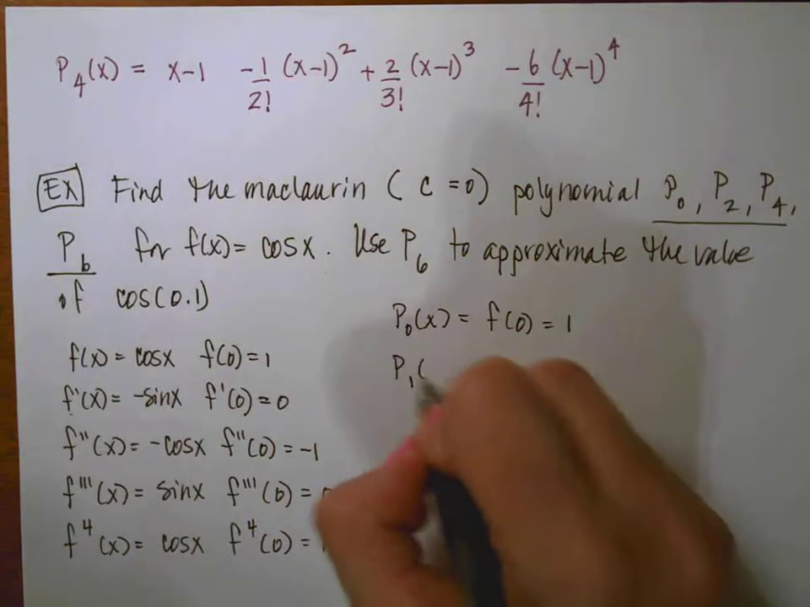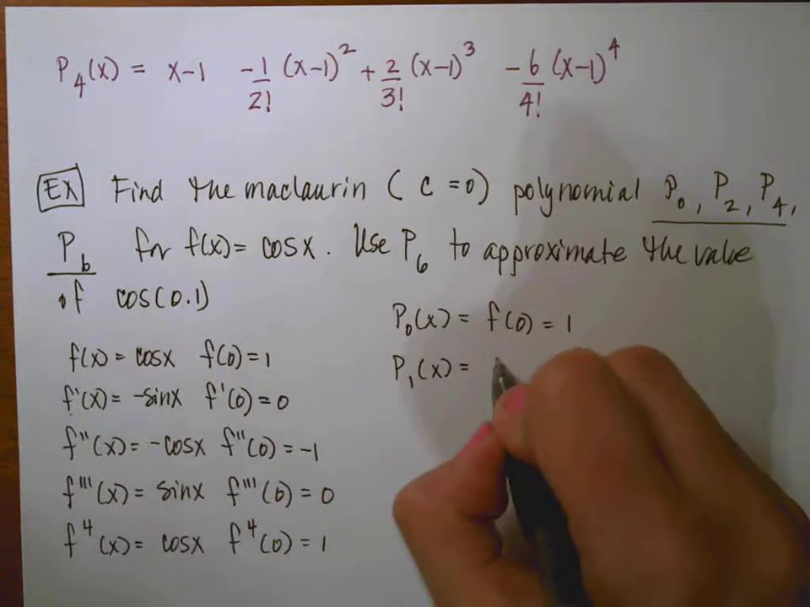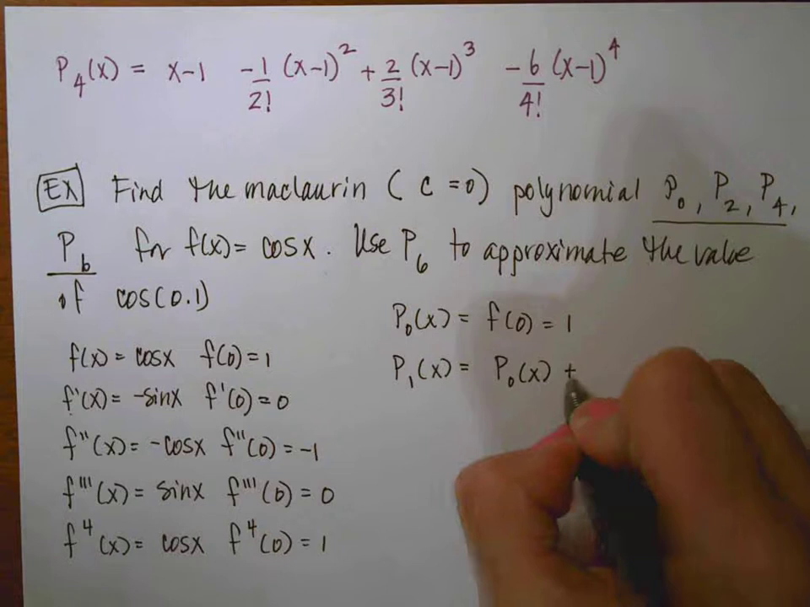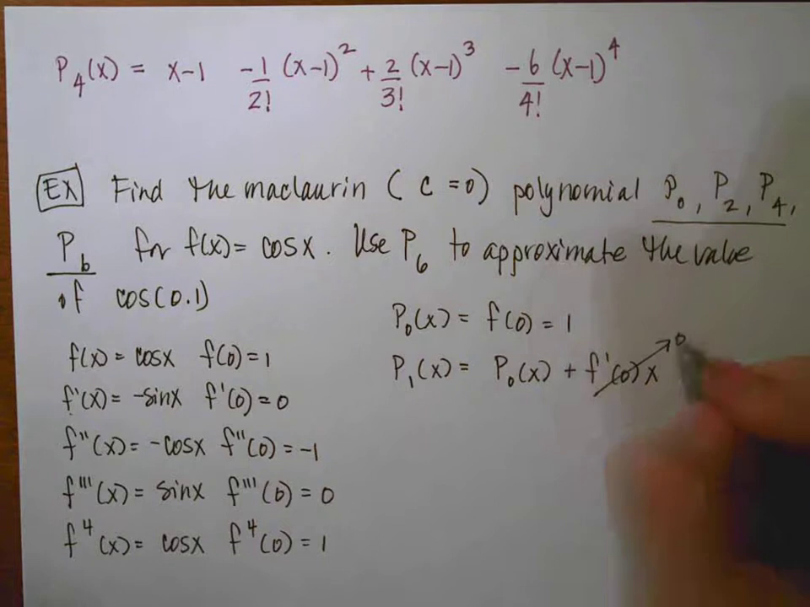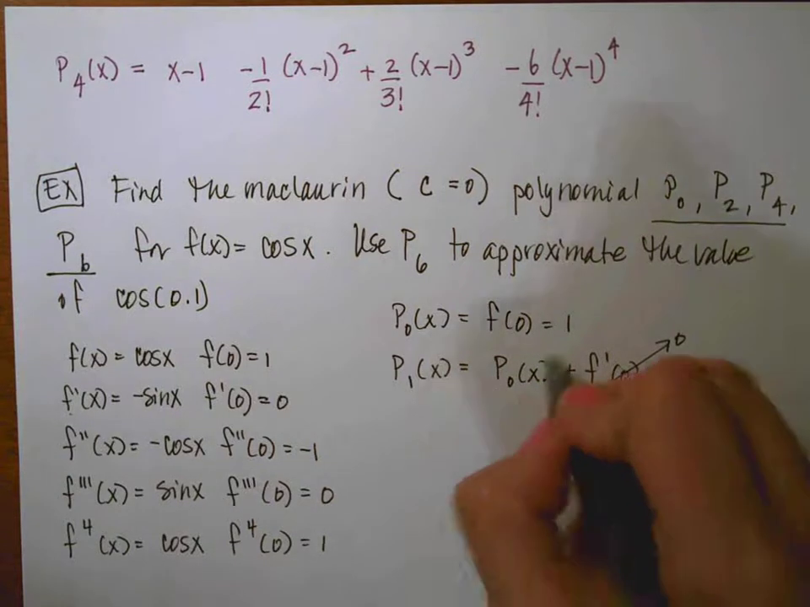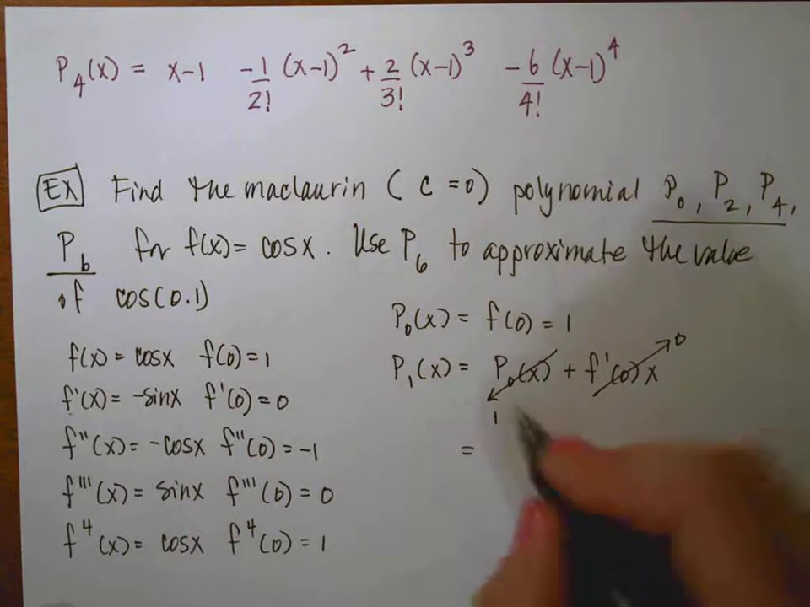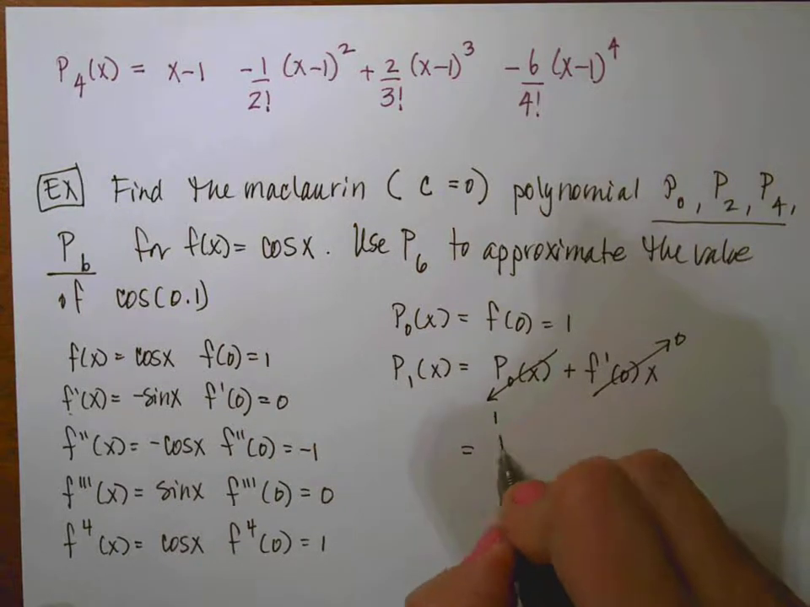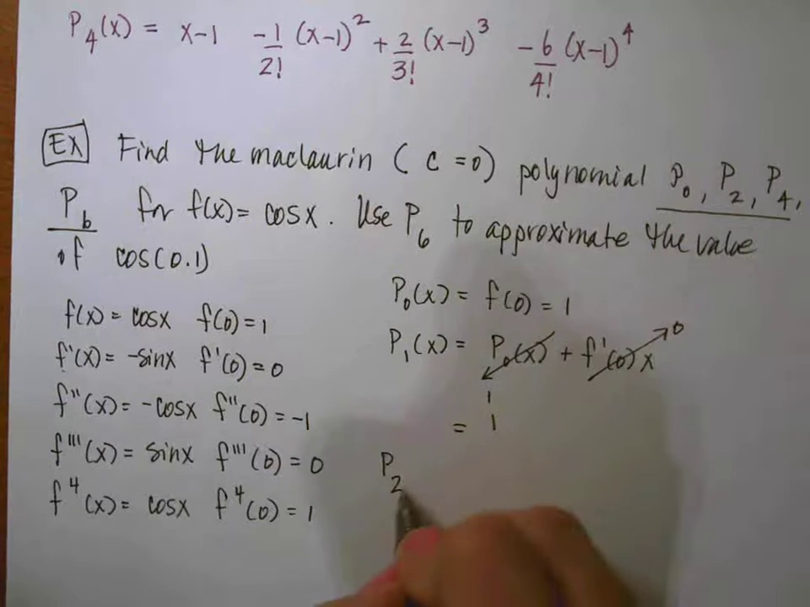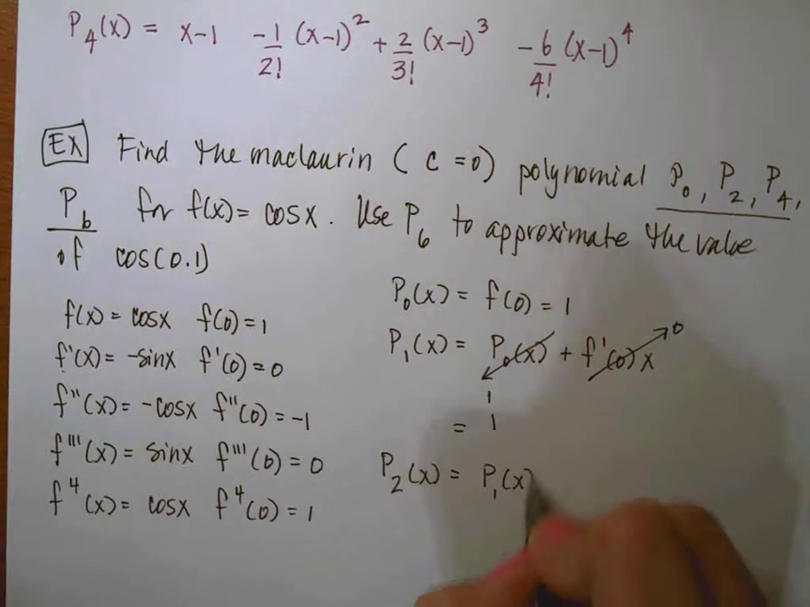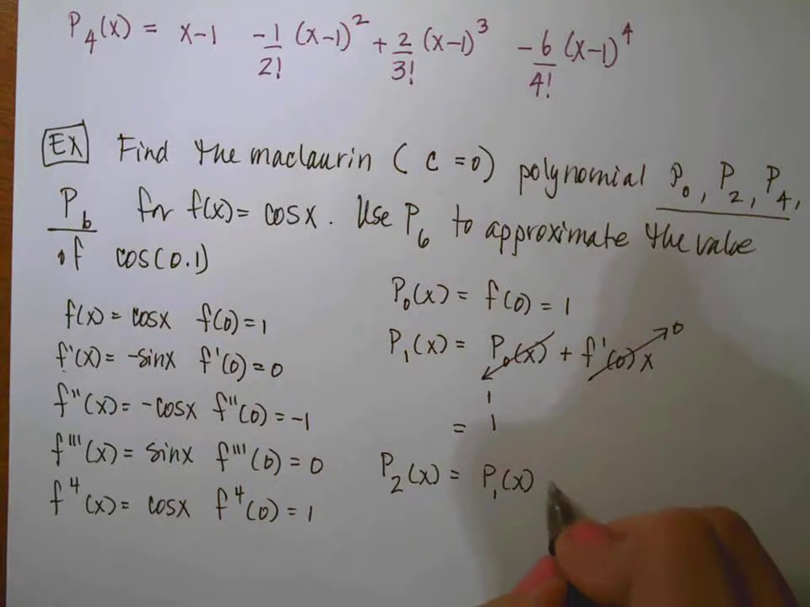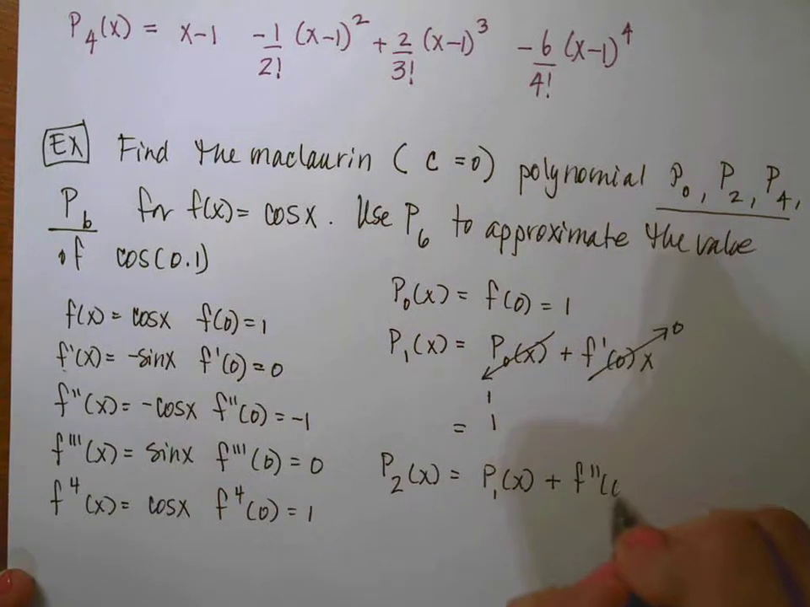So now I'm going to start filling in our information. P0 of x is going to be f of 0, which is 1. The first degree polynomial is p sub 0 plus f prime of 0 times x. Well, this was 0, so that went away, and this was 1, so my first degree polynomial is just 1. Okay? So then my second degree polynomial is the first degree, so p1 of x plus, and I'm doing it this way because it's a little bit easier on the notation.